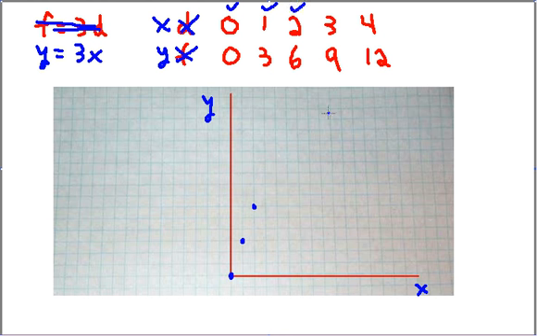When x is 3, y is 9. So start at the origin, go over 3. That's our x value, and then up 9. And there is our next point. And then for our final point, x is 4. Count over 4 from the origin, and then up 12: 9, 10, 11, 12. So at this point, we have graphed the points on this function.